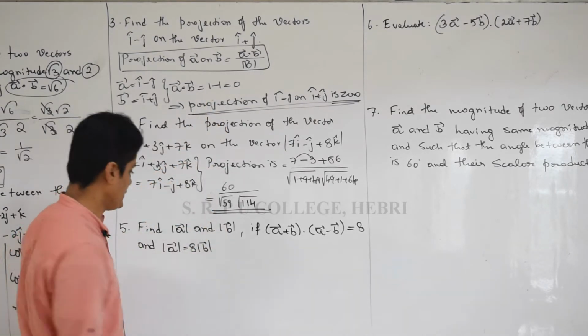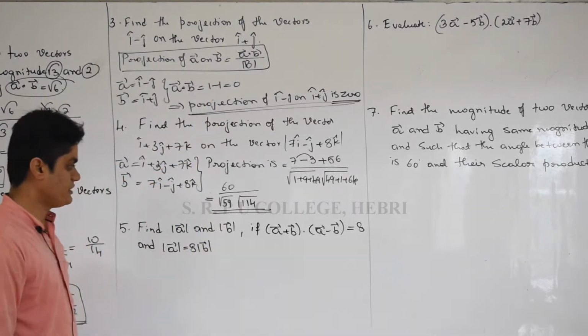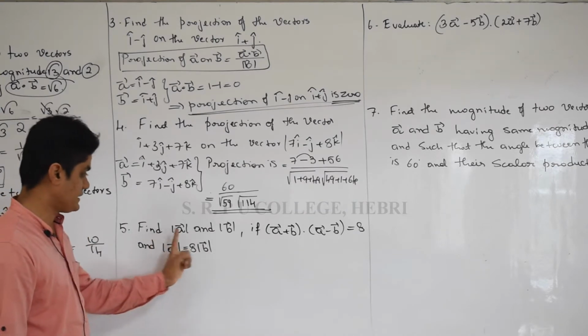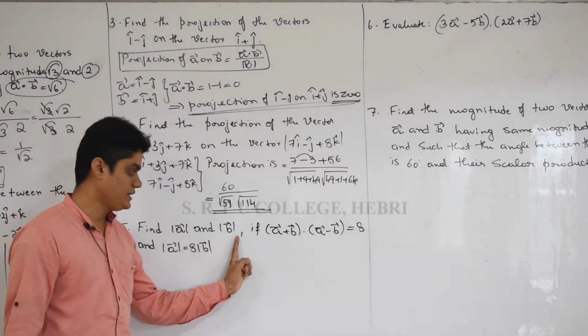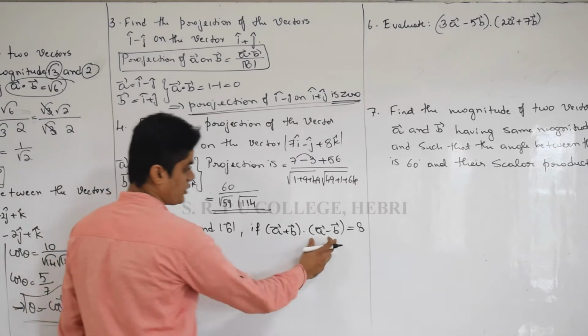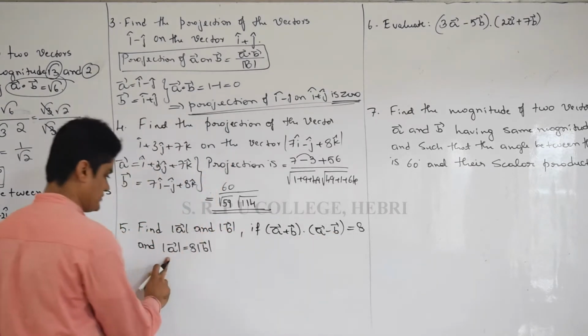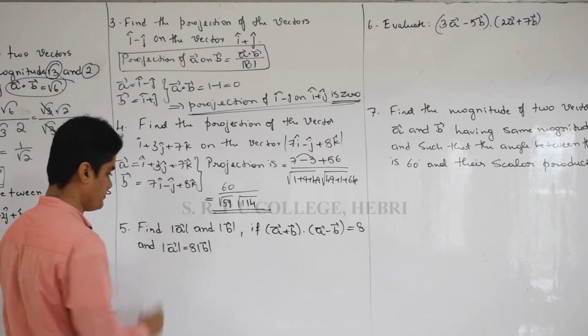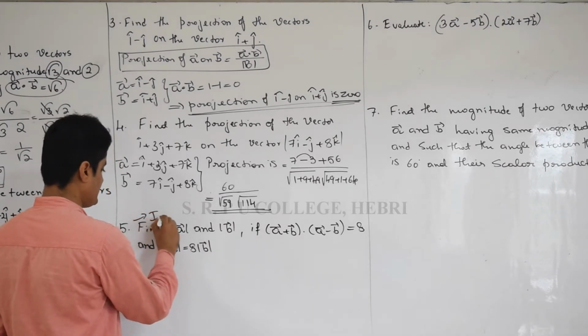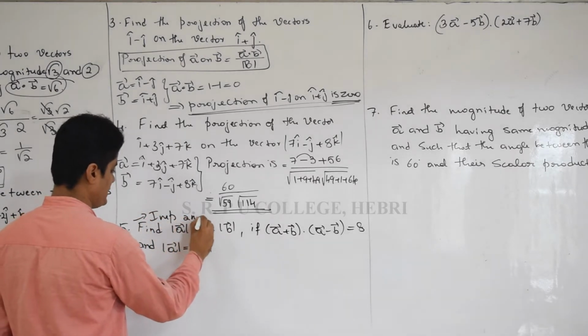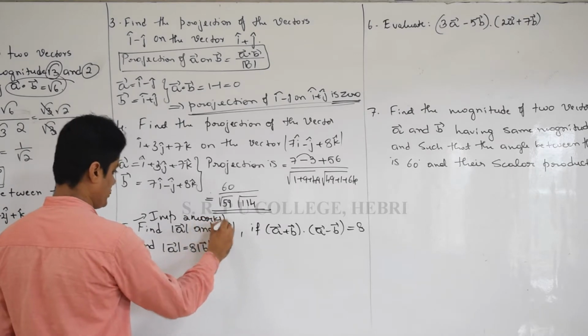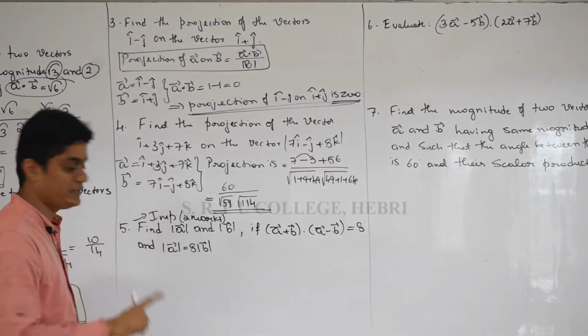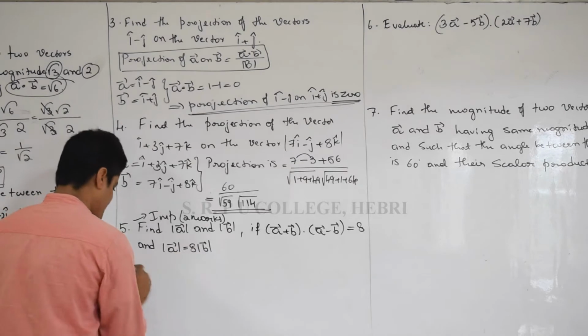Okay, very good. So next question: find the magnitude of vector A and magnitude of vector B if A plus B dot A minus B is equal to 8, as well as magnitude of vector A is equal to 8 times magnitude of vector B. This particular question is asked in the final exam for 2 marks. Remember, this is an important type. So take the dot product first.